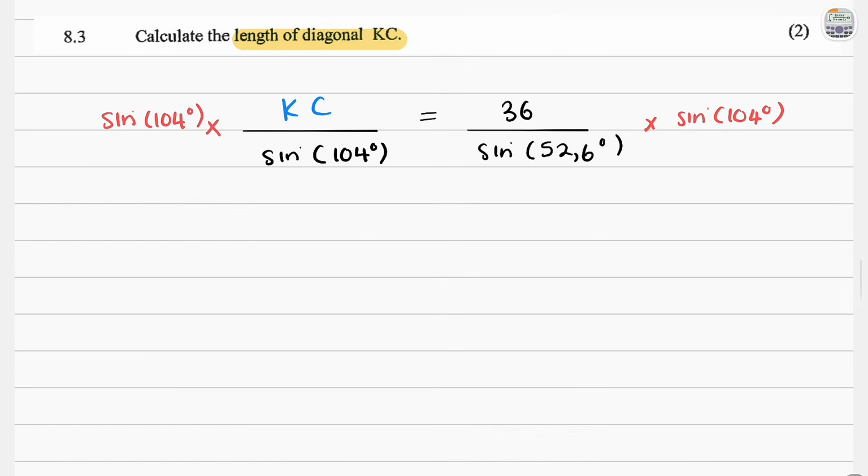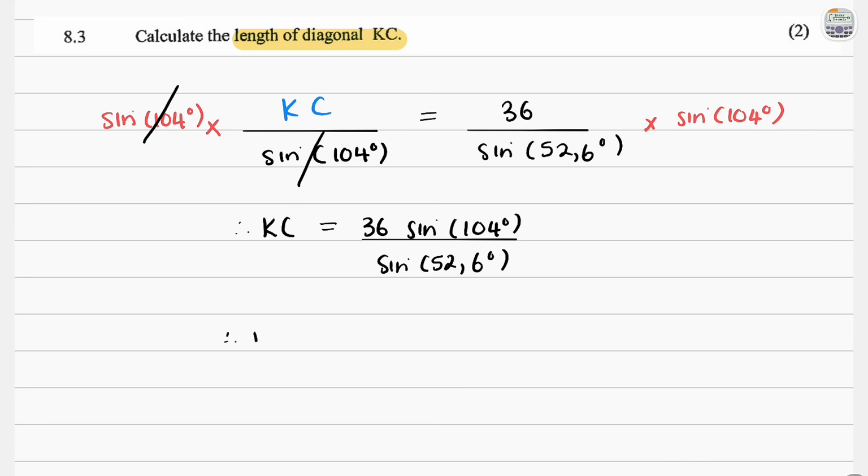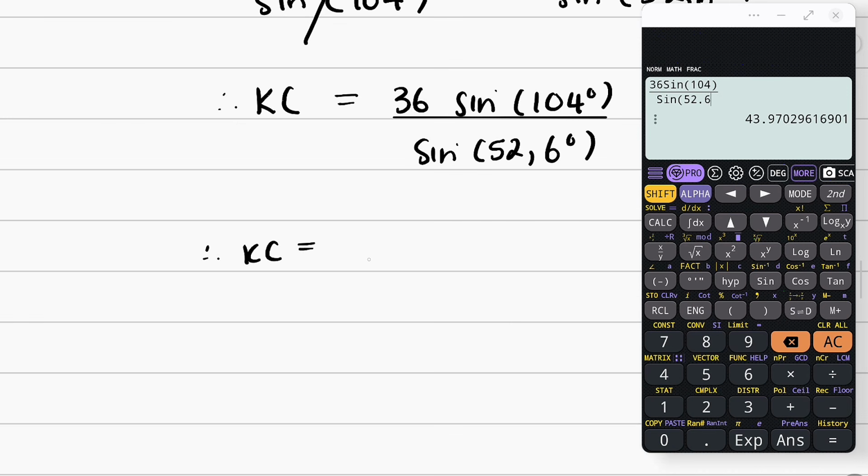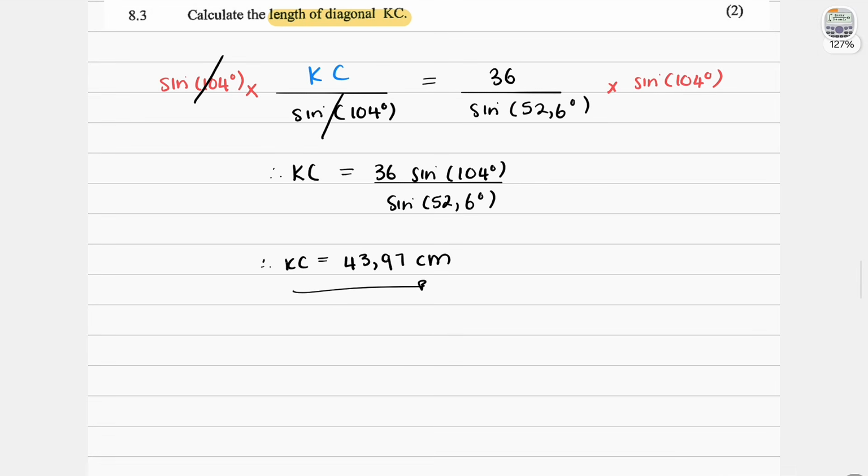Okay, so multiply both sides by sine 104 degrees, and that cancels. And so we have KC equal to 36 times this, which is in the numerator. So we have 36 sine 104 degrees, all over sine 52.6 degrees. Okay, so KC is equal to, and just put that into your calculator and you can get your answer rounded off to 2 decimal places. Okay, so our answer for KC is 43.97 centimeters, and that is our answer. Moving on to the next question.